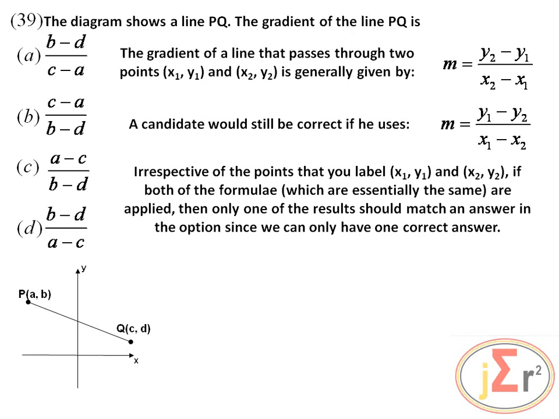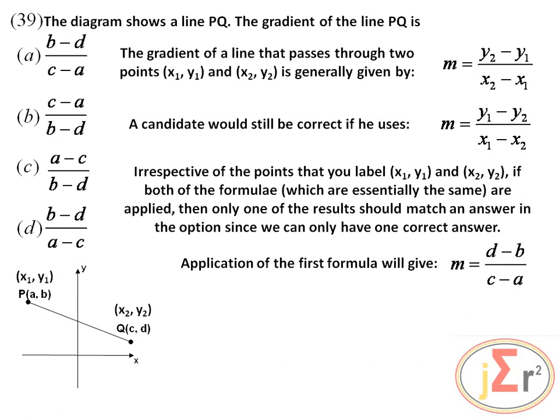Then irrespective of what we do, only one should match an answer in the options, since we can only have one correct answer. So let us label (x1, y1) and (x2, y2), but it doesn't matter which one we label, because irrespective of what we do, if we are correct, only one can match the correct answer. So application of the first formula will give m is equal to (d minus b) over (c minus a).